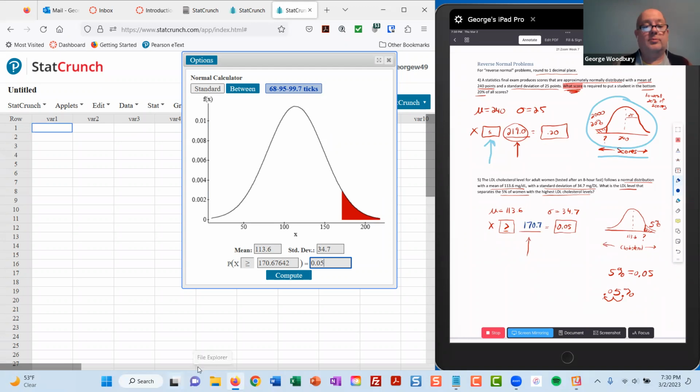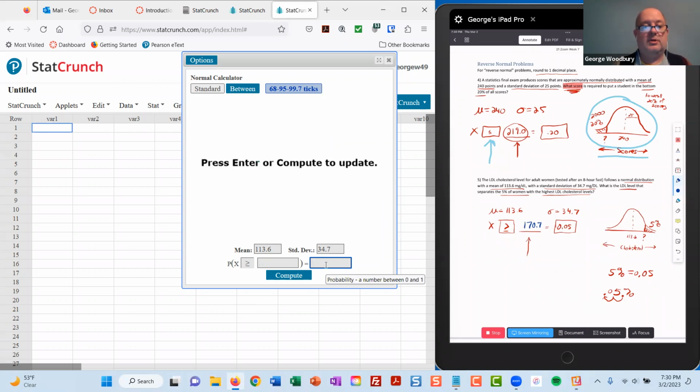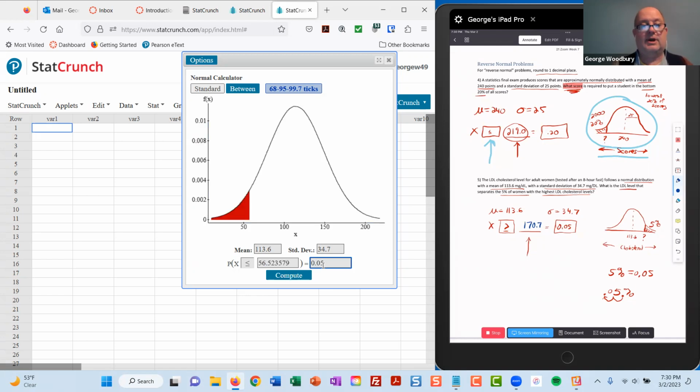Now, with these problems, let me get rid of this and suppose I picked the wrong sign by mistake. Say I did less than or equal to, and I type in the 0.05 and I get my answer. And then I realize, oh no, that's not right. I needed to use greater than or equal to. Watch what happens when I change this sign to greater than or equal to.